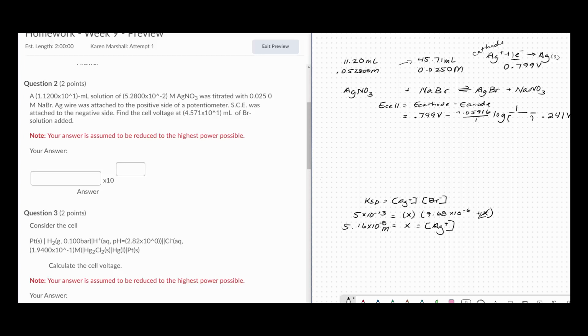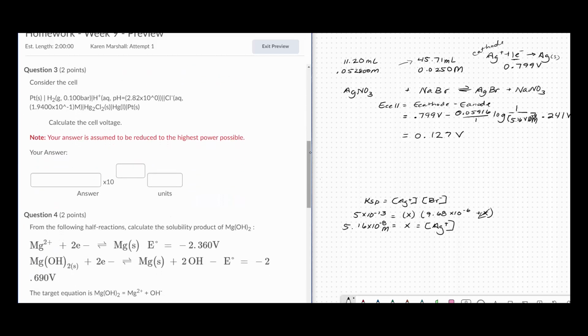Now we're still working at the cathode. The silver is still at the cathode, but now we have 5.16 times 10 to the negative 8 molar for our concentration of silver. So when I crunch all those numbers together, I get an E of the cell is equal to 0.12. I actually get 0.1269, so I would round that to 0.127 volts. Again, we are asked for scientific notation and no unit.